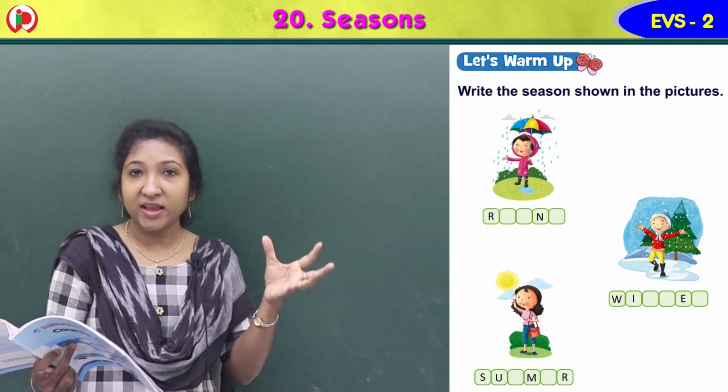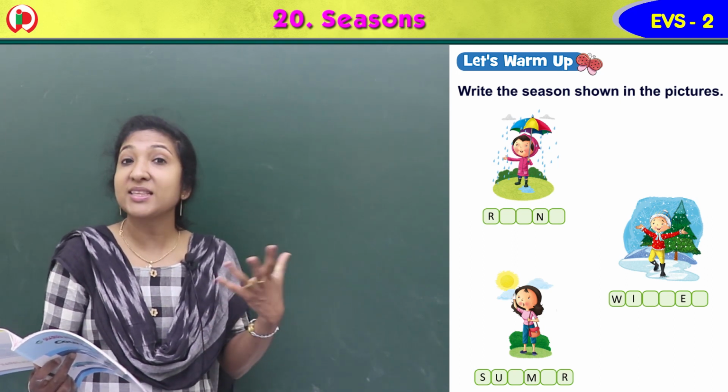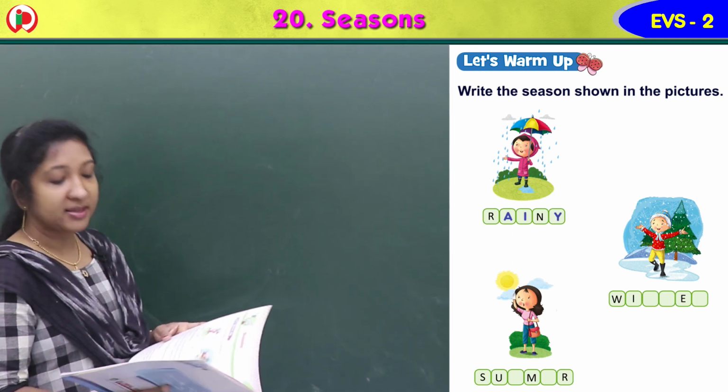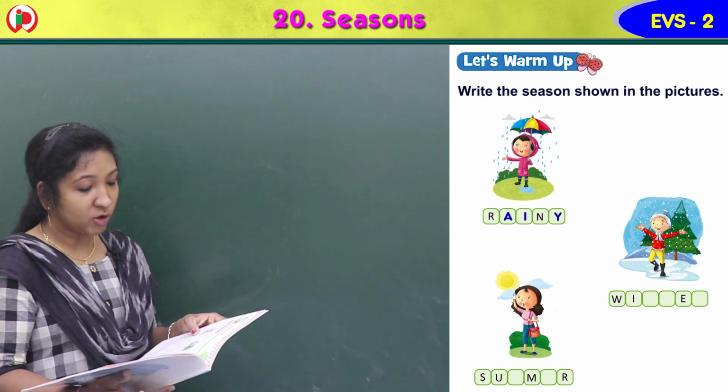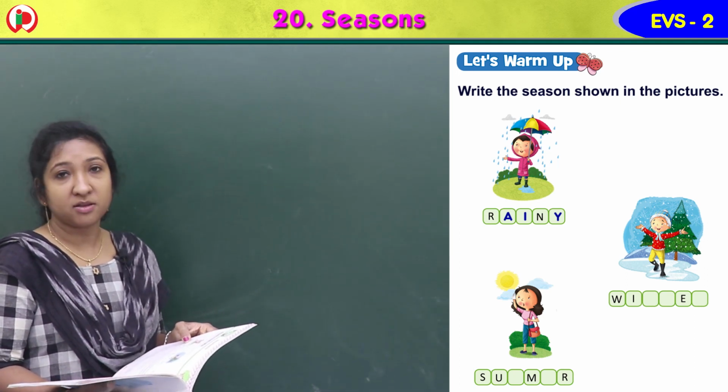A child in the rain. In the rain means holding an umbrella in the rain. Yes. Which season is it? Yes, it is rainy season. So you have to fill those columns where there are no letters. You have to fill up that word.